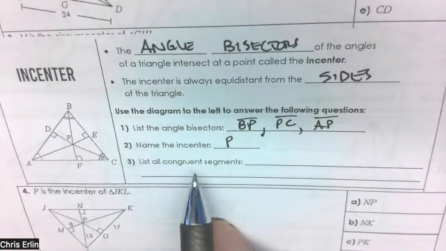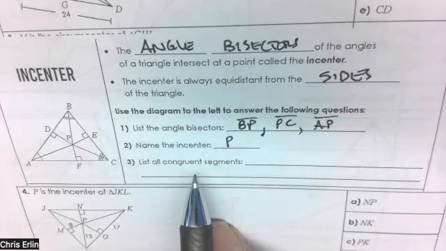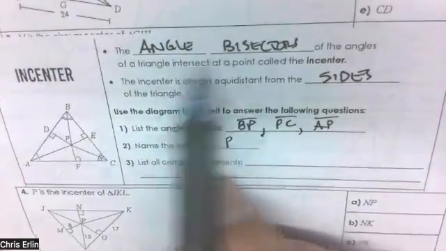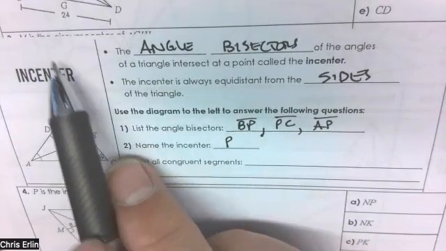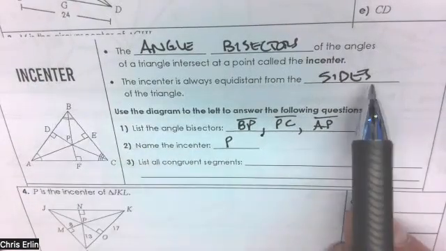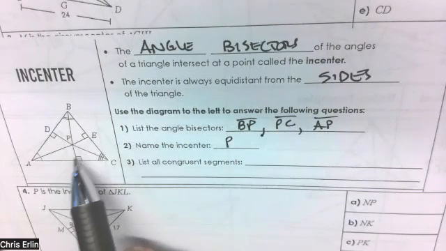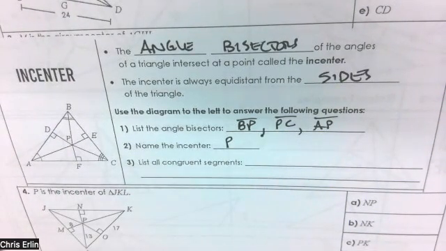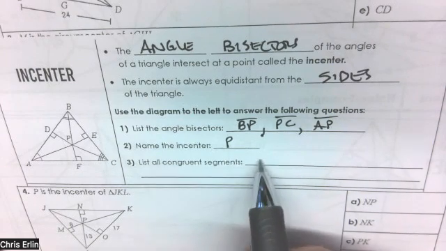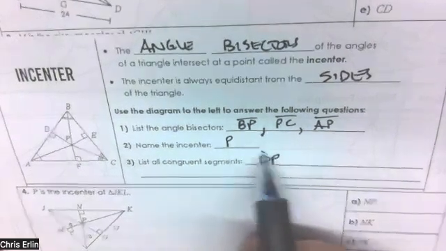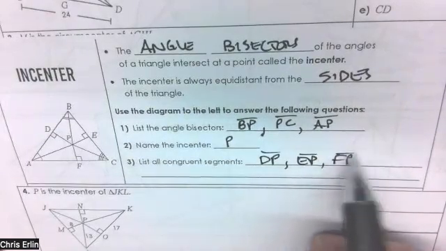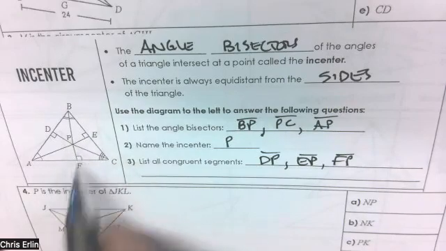Now list all congruent segments. Again, think about the conclusion of this. If you take 3 angle bisectors, then they make an incenter. If you have an incenter, then it's equidistant to the sides. So what new congruent segments could we strike here? DP. Good. DP, comma, EP, comma, FP. If this is the incenter, those pieces will be the same.